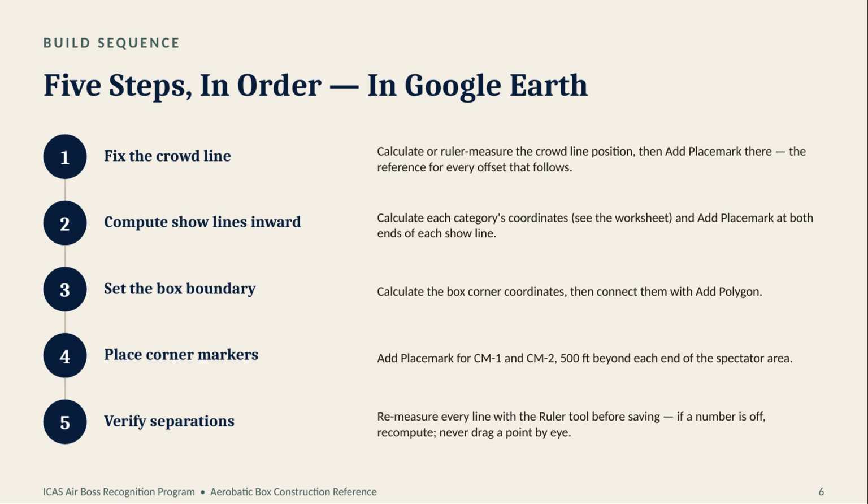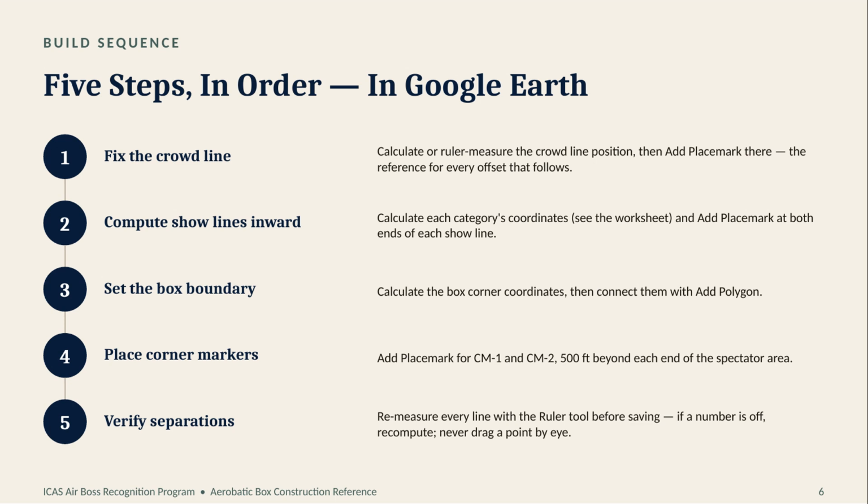Step 2. Compute the show lines inward. Calculate each category's coordinates using the worksheet method from Step 2 of this module, then add plus analysis of base show line. Step 3. Set the box boundary. Calculate the box corner coordinates using the depth rule from the previous slide, then connect them with Add Polygon. Step 4. Place the corner markers CM1 and CM2 500 feet beyond each end of the spectator area. These define the limits within which spectators may be seated or standing, and we'll cover them in more depth later in the module.